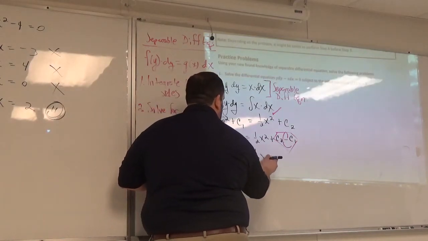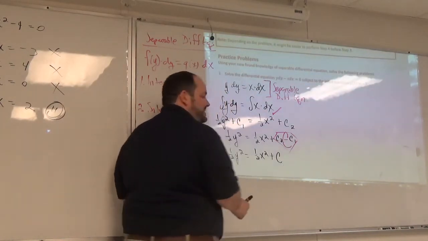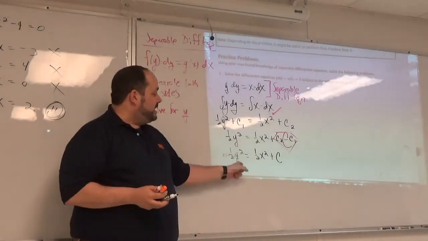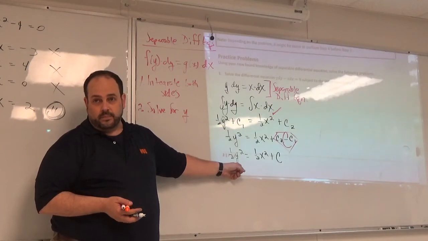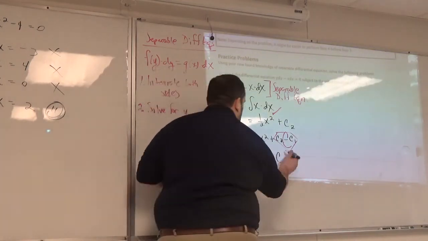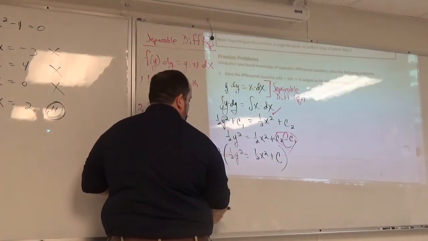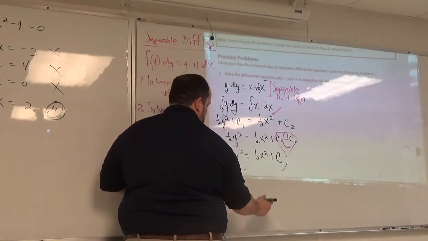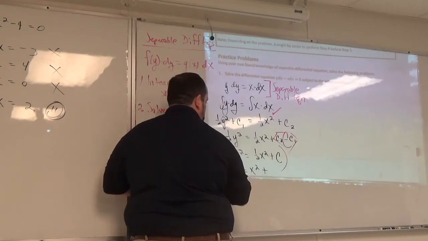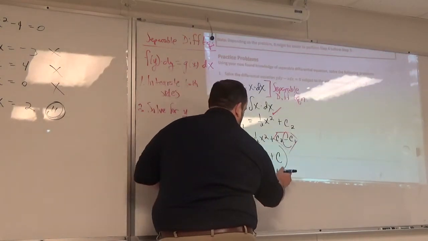1/2 y squared equals 1/2 x squared plus c. My goal is to solve for y. Haven't done it yet. What are we going to do? We're going to multiply everything by 2. Okay, multiply everything by 2. 2 times 1/2 y squared, 2 times 1/2 x squared, 2 times c is 2c.